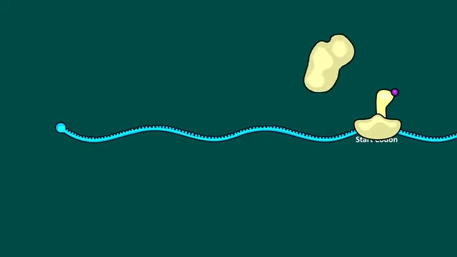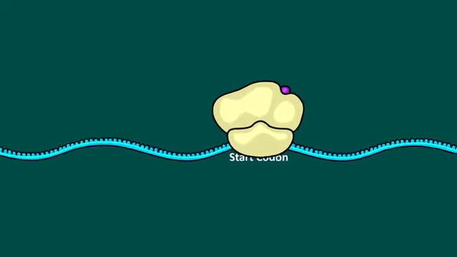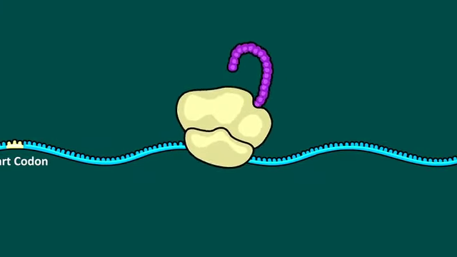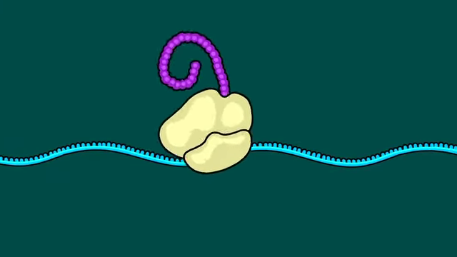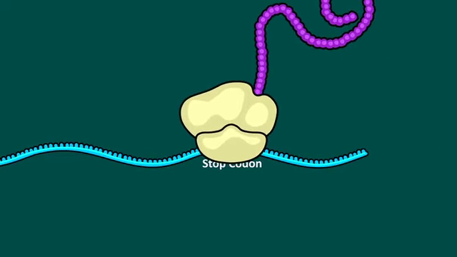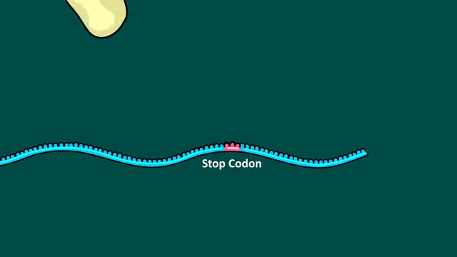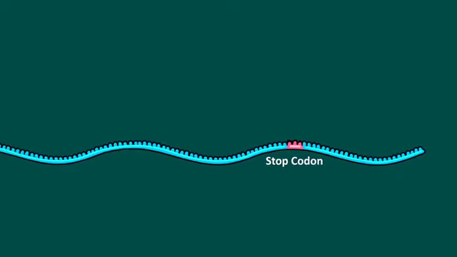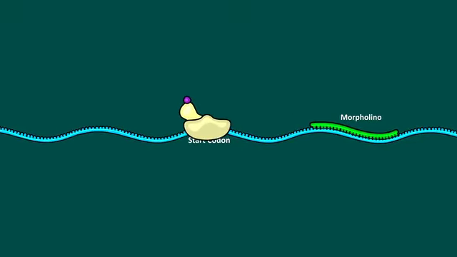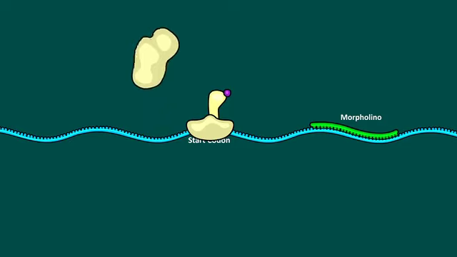There, the large subunit of the ribosome binds to the small subunit and the mature ribosome is formed, which proceeds along the mRNA, putting amino acids together to make a new protein. Once the ribosome reaches a stop codon, it dissociates from the protein and the mRNA. Translation has occurred.